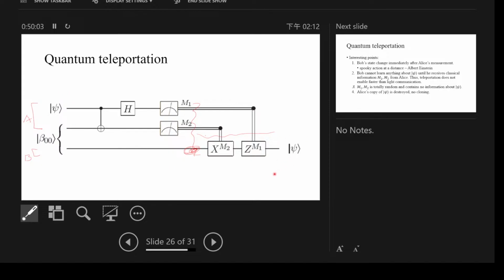Sorry for going over time. Let's stop here. But one thing I want to say, sorry, 10 minutes, is you can also check yourself that the reason we do this CNOT and Hadamard here is because it is actually a Bell basis measurement.